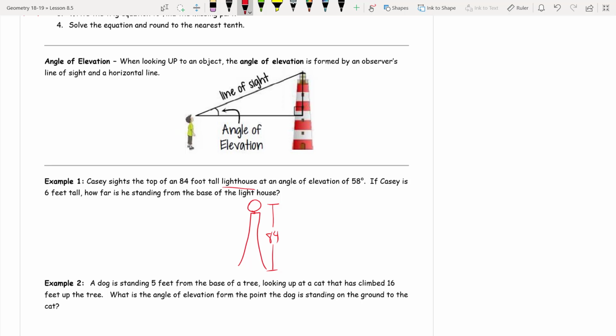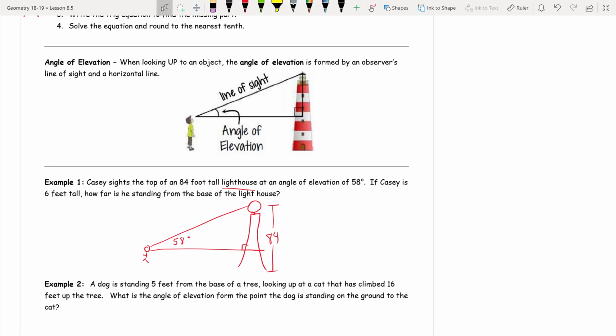There's Casey, and he's looking up at the top of the lighthouse, and they tell us that it's 58 degrees. So there's my right triangle right there. They tell us that Casey himself is 6 feet tall. So that means that this distance in here is 84 minus 6, or 78 feet. And they want to know how far he is standing from the base of the lighthouse. So in other words, what is this distance right here? It takes some interpreting. Obviously my drawing ability is terrible, but I was able to pull the information out of the description.